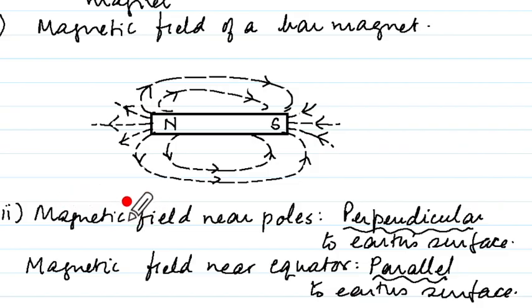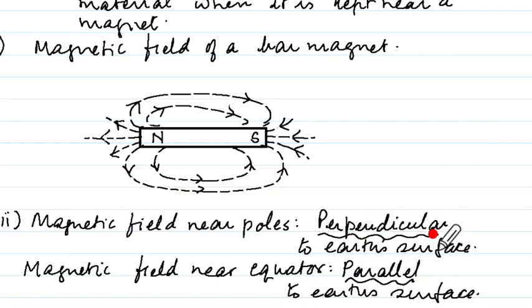Next question was, how is the Earth's magnetic field near the poles and near the equator? Now at the poles, it is perpendicular to the Earth's surface. Remember, the Earth will be like this way. So the magnetic field lines will be here perpendicular. Okay, but for the equator, they will go this way. So they will be parallel to the Earth's surface. So that is what the question is asking us.